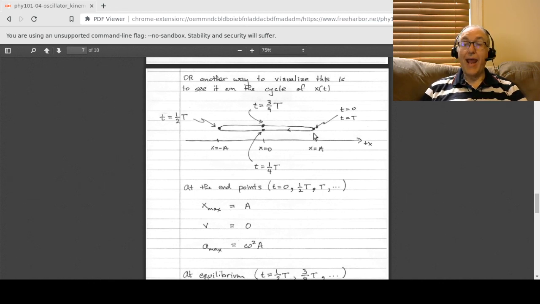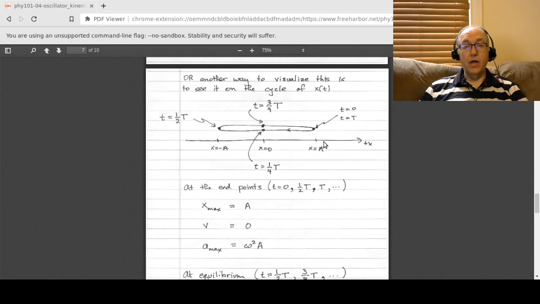The velocity is 0, and the acceleration is also maximum. You might wonder, why did I drop the negative sign there? Because I'm only worried about the maximum amplitude, so it's just without absolute values. I'm not worried about the direction. Yeah, the direction of the acceleration at this point is in the negative direction, but in terms of the magnitude, how big it is, it's just omega squared times a.